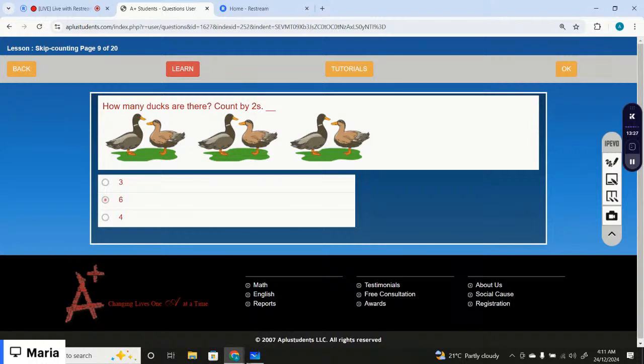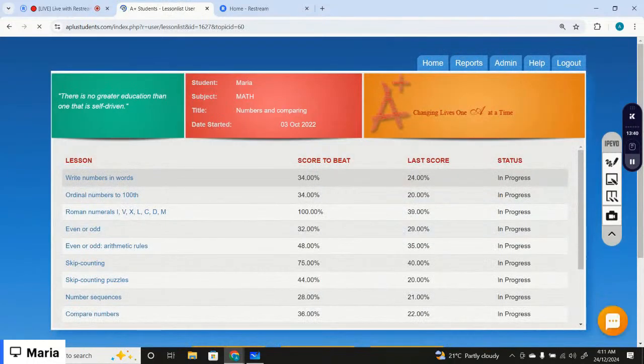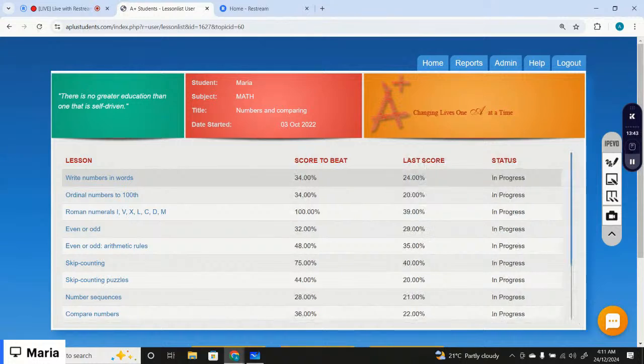Very good. Six it is. Okay, you can complete the lesson by yourself later today. Let me just move on to the next lesson. The next lesson is skip counting puzzles.